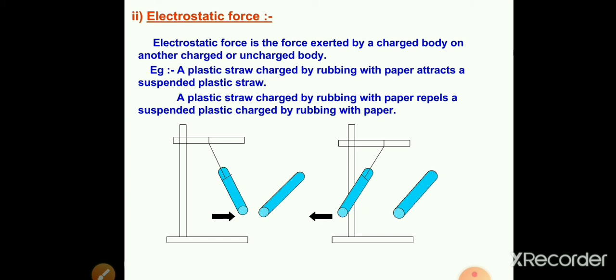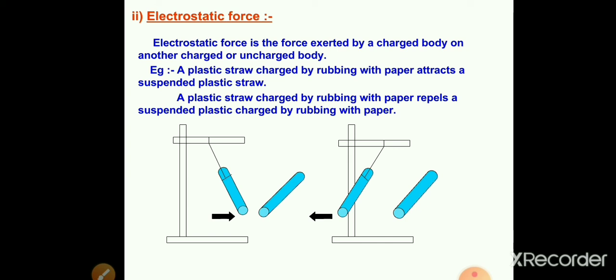So you can see there is a force of attraction when a plastic straw charged by rubbing with paper is brought near another suspended plastic straw. In the same way, a plastic straw charged by rubbing with paper can repel a suspended plastic straw charged by rubbing with paper. So there is a force of repulsion. You have to understand this with an easy method.